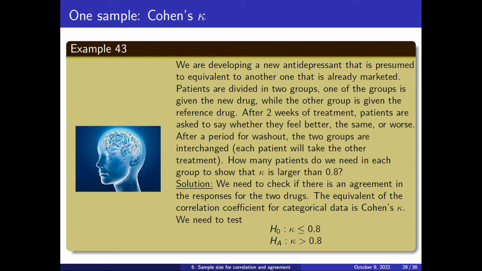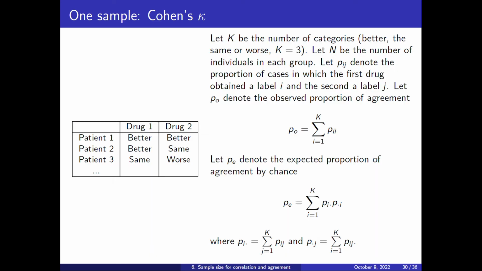We want to test whether the kappa is larger than 0.8. For each one of the patients, we will have 2 evaluations of the two drugs. So for drug 1, this person is feeling better, and for drug 2, this person is feeling better too. And then this person is feeling better and this person is feeling the same. So we want to detect whether this column has an agreement of 0.8 or larger with this column.